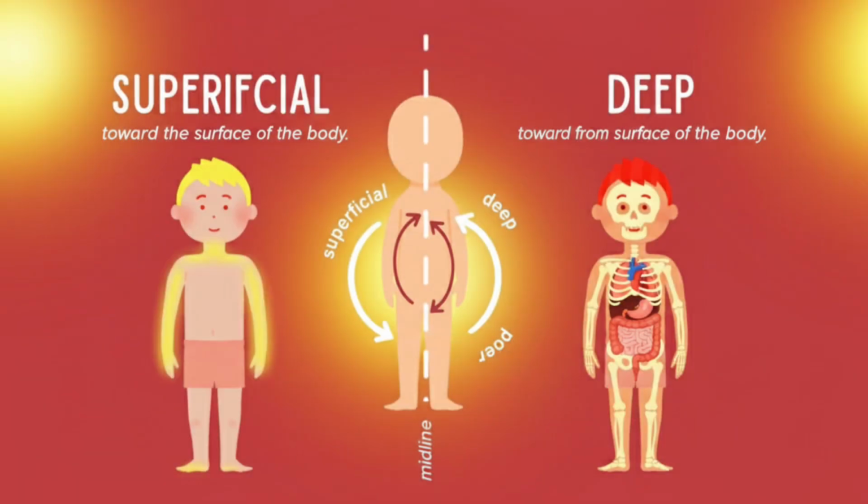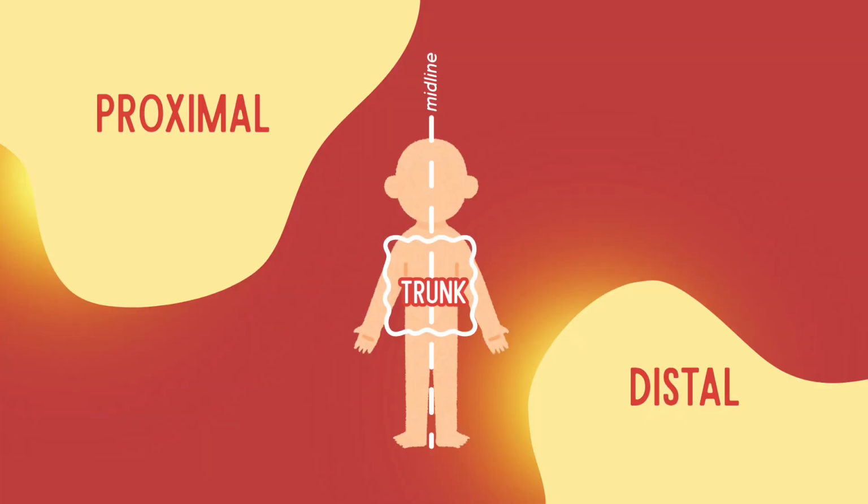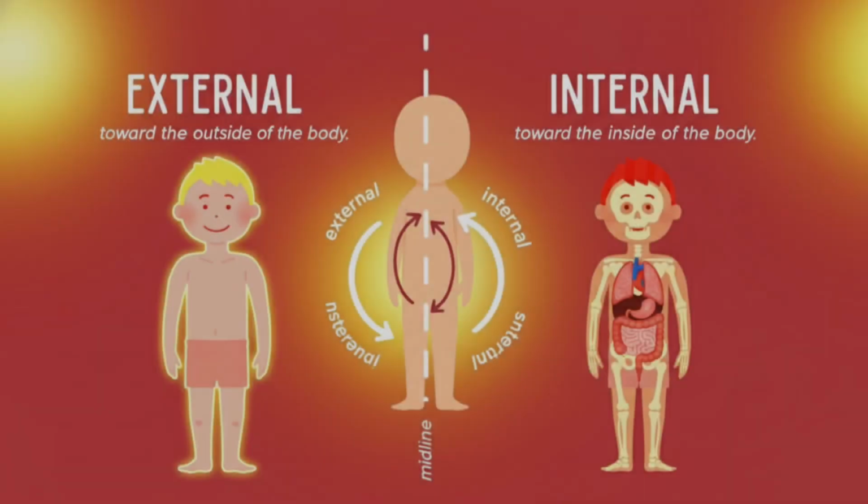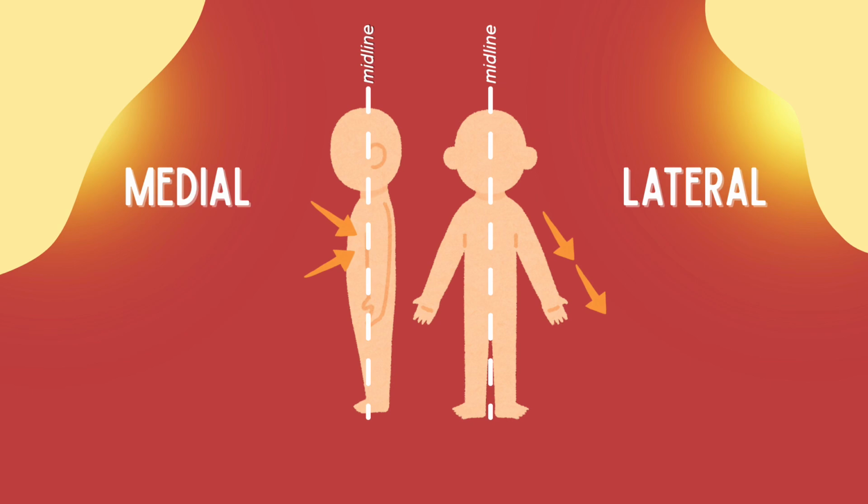Next, let's talk about superficial and deep. Superficial means near the surface of the body, while deep means further inside the body. Now, we'll continue with proximal and distal. Proximal means closer to the origin of a limb, and distal means further away. Next, we have external and internal. External means outside a hollow structure, and internal means inside. And finally, let's look at medial and lateral. Medial means closer to the middle line of the body, and lateral means further from it.